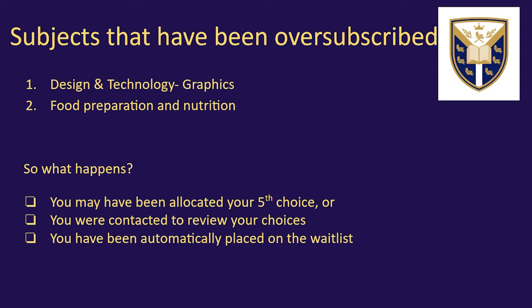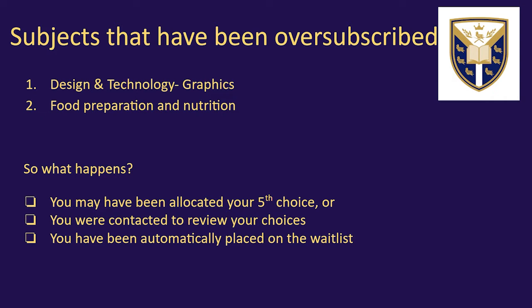So students who had one of those subjects as a choice lower down on their rankings may have been allocated their fifth choice instead. Now, how do we decide? We do use a lottery system which is very random and as fair as possible. If you have been allocated your fifth choice, you are now on a wait list for either graphics or food preparation and nutrition. The way that we place you on the waitlist is also randomised to ensure it is fair.